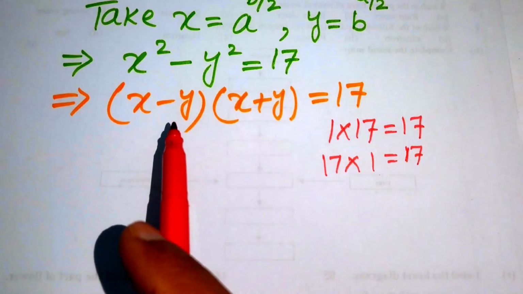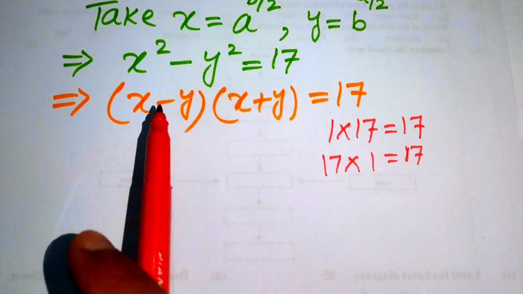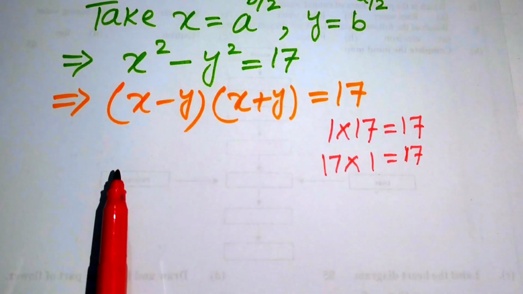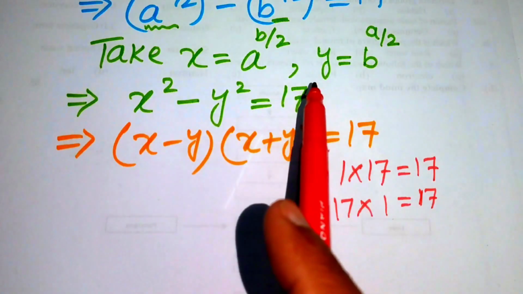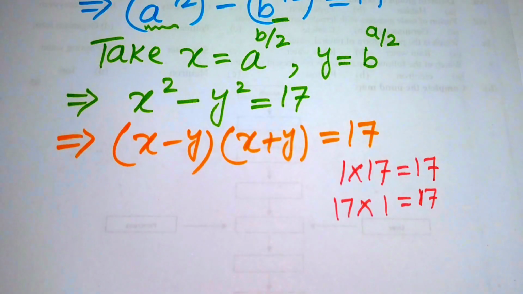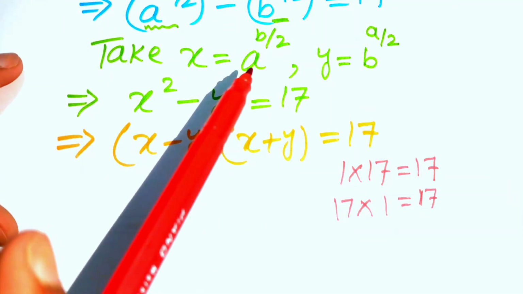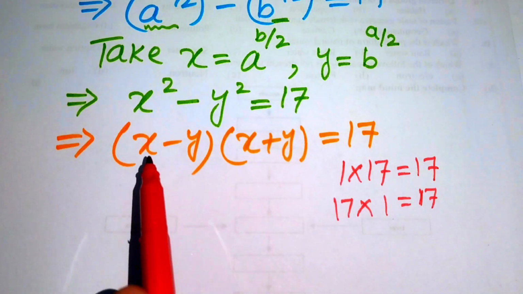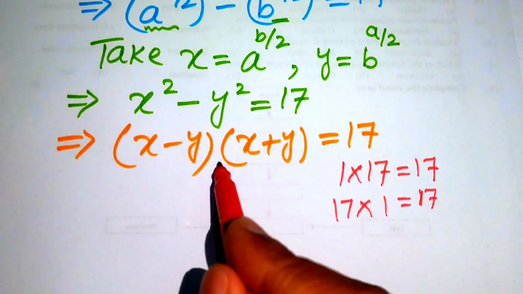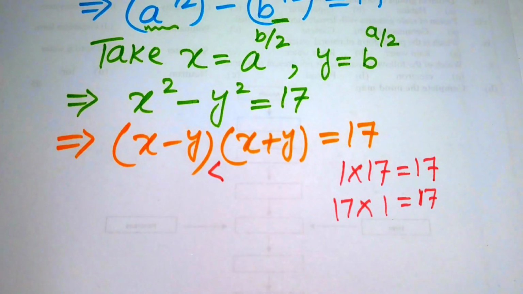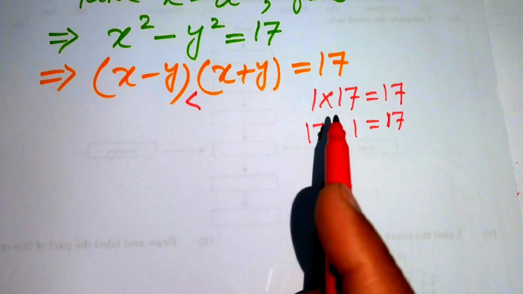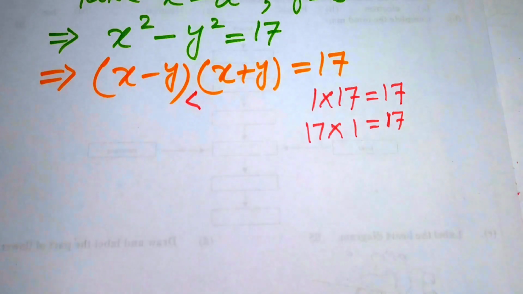If you focus on the left hand side, we recall that x and y are positive integers, because these are exponential functions and exponential functions are always positive. So if x and y are positive, x minus y is always less than x plus y. So here we choose two factors on the right hand side in which the first factor is less than the second factor.